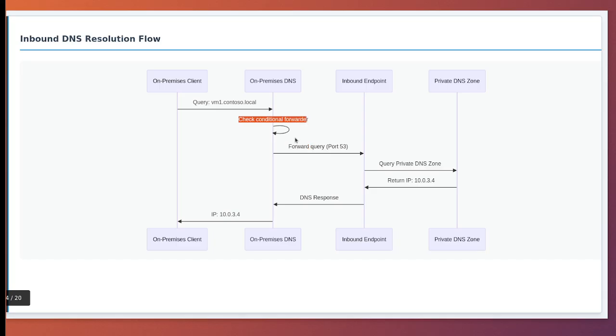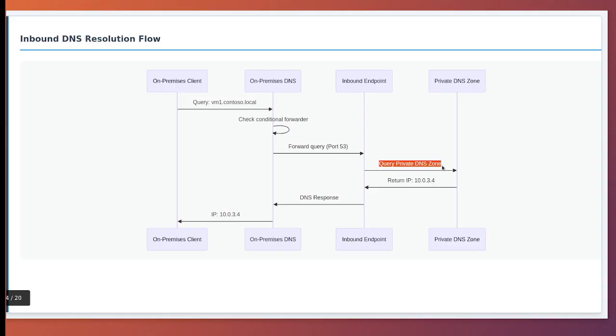Your on-premises DNS server checks its local cache and records. Finding no match, it looks at its conditional forwarders. This is where your configuration comes in. You've set up a conditional forwarder for contoso.local pointing to the inbound endpoint IP address, in our example, 10.0.1.4. The DNS server forwards the query through your secure connection to Azure.